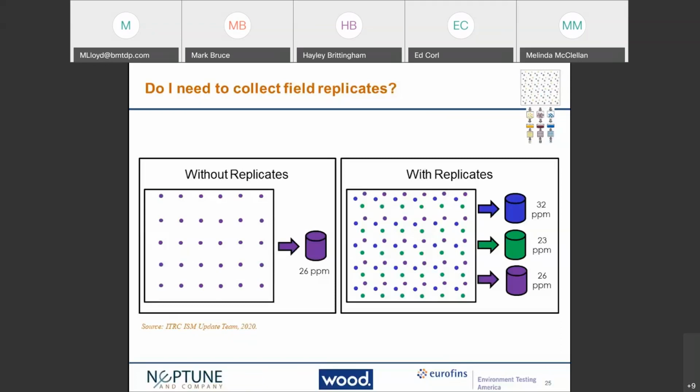And of course, keep in mind that 95% confidence is a common requirement for environmental projects because it allows us to quantify the likelihood of potential decision errors. So if 95% confidence is an objective for your project, you'll need to collect at least triplicates, or at least 3 ISM samples.